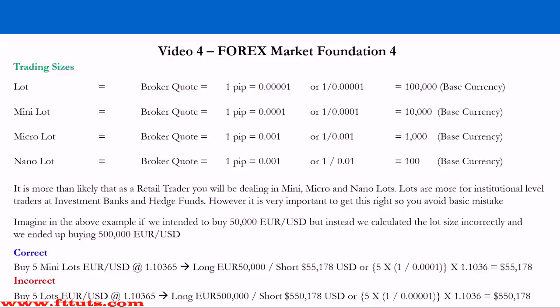But what if we got this wrong and we calculated the pip value incorrectly and worked it out as buying 5 lots? And we did this at the exchange rate 1.10365. We end up actually going long 5 lots, so 500,000 euros, or short 550,178 US dollars. We've now got 10 times the exposure that we actually intended to have, and instead of running that exposure and being fools, we're going to have to trade out of that straight away.